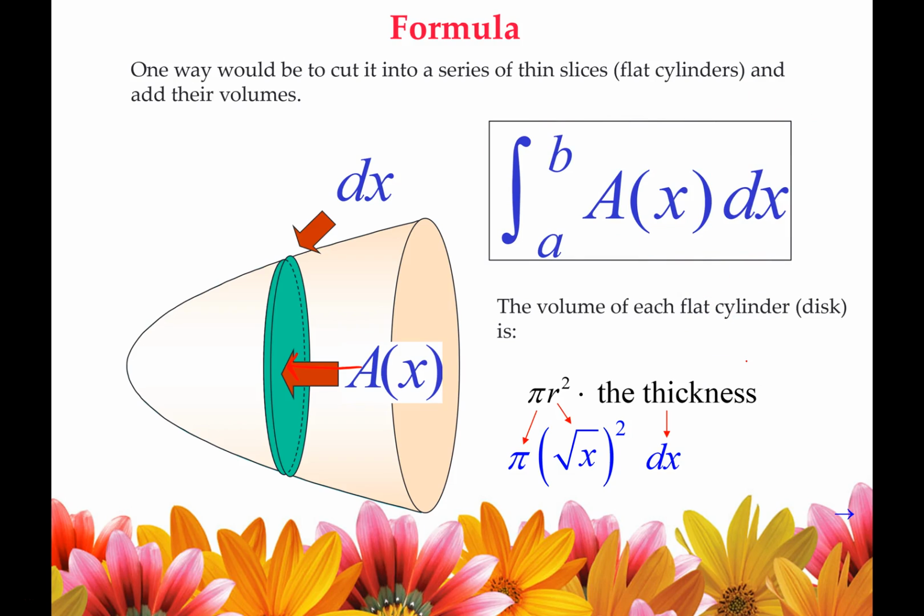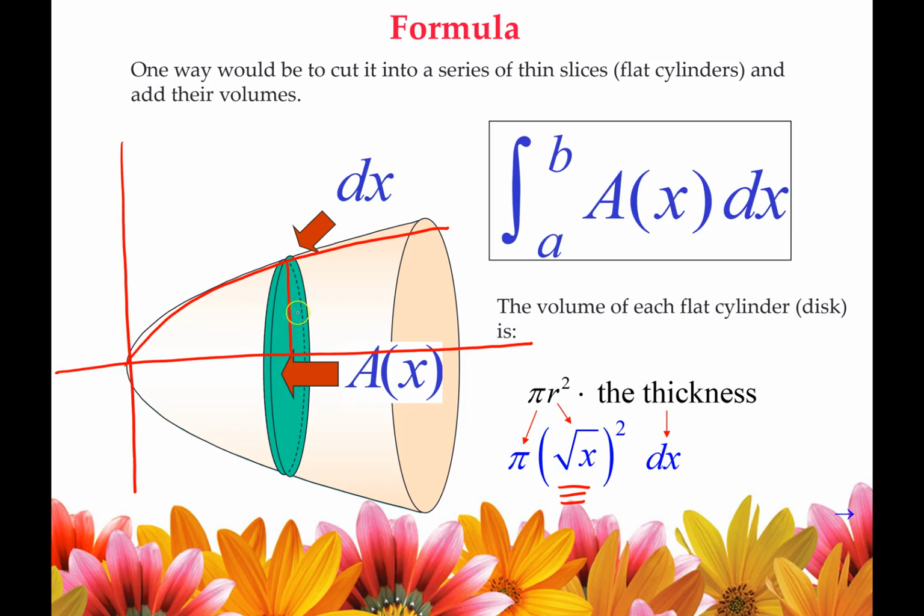And we're going to talk about why the radius would be the square root of x. Maybe it's not super obvious here, but if you were to look at our graph being the square root of x, notice that the radius of this disk is the function, the square root of x. So that's why we would have r being the square root of x.